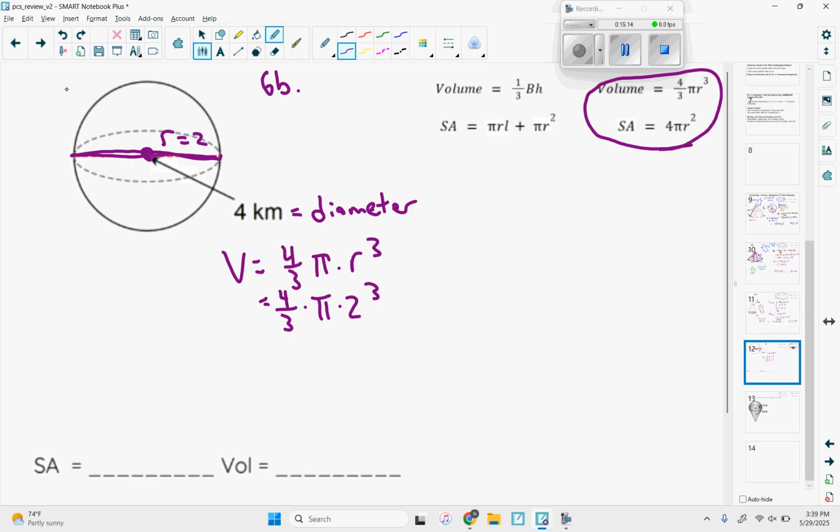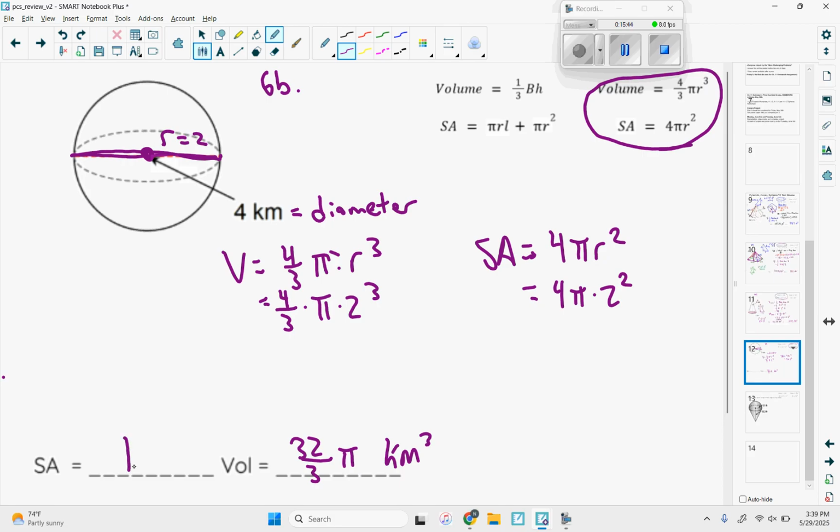The volume here is going to equal 32/3 pi kilometers cubed. I'll let you plug that into the calculator if you want the answer to the hundredths place. Surface area, just as easy since we know the radius. Surface area is 4 pi r squared. So 4 pi times 2 squared, and in this one, 4 times 4, that's 16. So we have 16 pi kilometers squared.